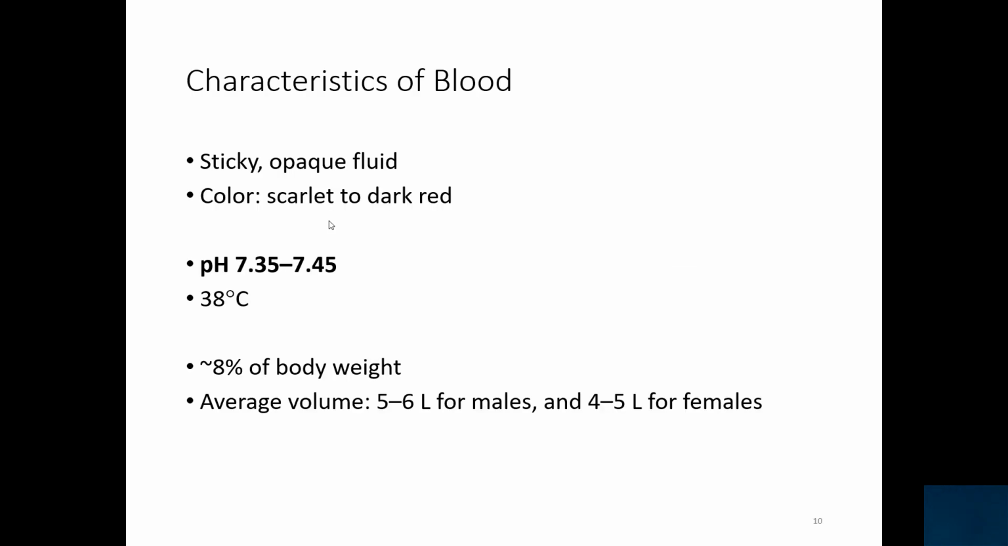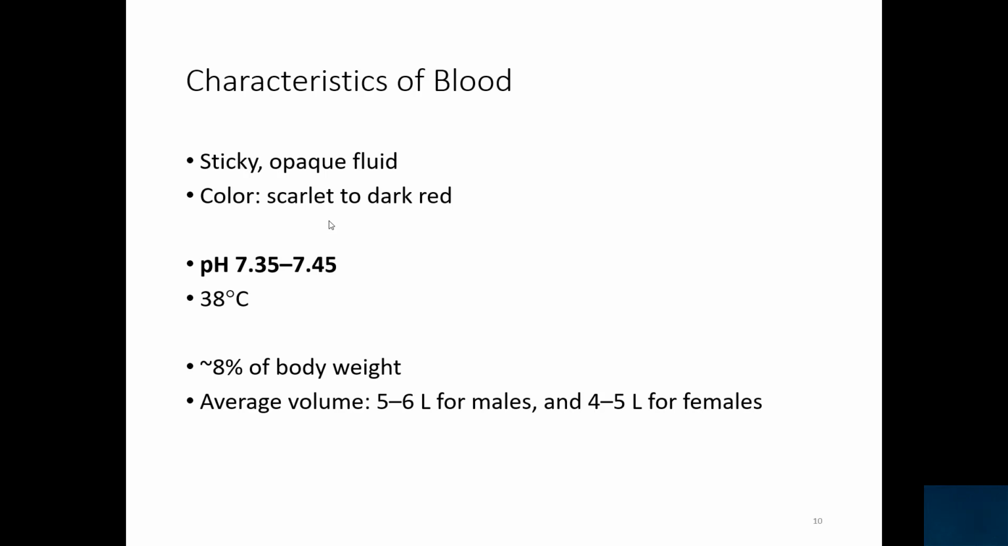Blood is a sticky, opaque fluid. Its color can vary from scarlet in arteries to dark red in veins. Why? Because in arteries, blood is oxygenated. It has a lot of oxygen, which is lighter, compared with veins, where blood is deoxygenated and has a lot of carbon dioxide.